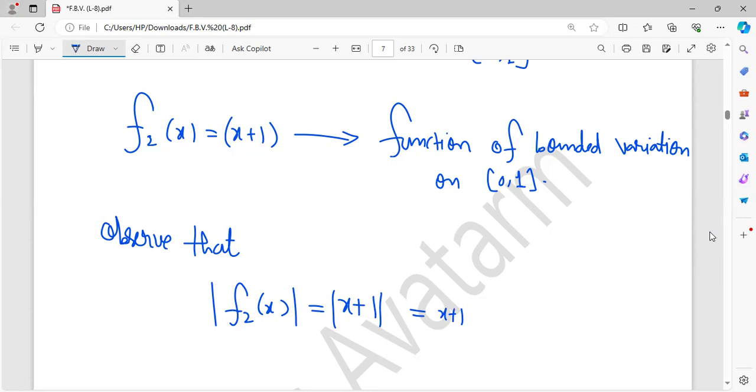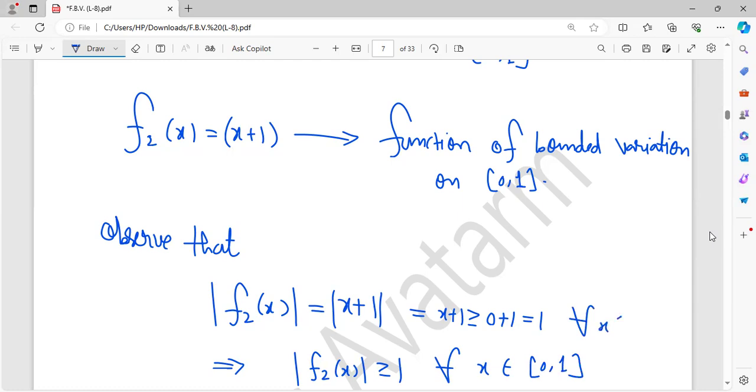So putting the lower value, because I am taking the lower value. If I take the next value, x plus 1 is actually an increasing positive function. So I am putting the lower value. So x plus 1 will be greater than or equal to 1. So this implies f2(x) is greater than or equal to 1 for all x belonging to the closed interval 0, 1. Okay.